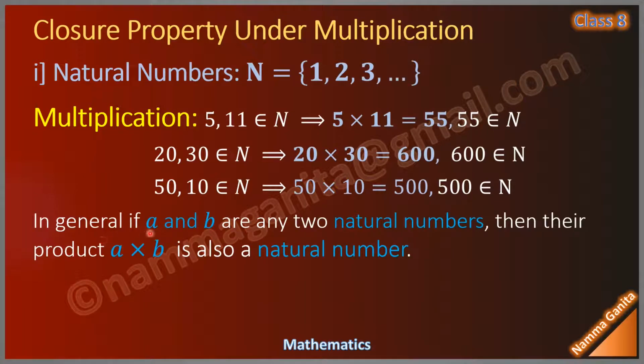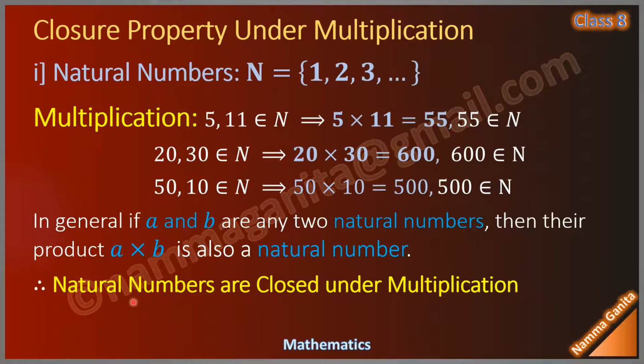In general, if a and b are any two natural numbers, then their product a into b is also a natural number. Therefore, natural numbers are closed under multiplication.